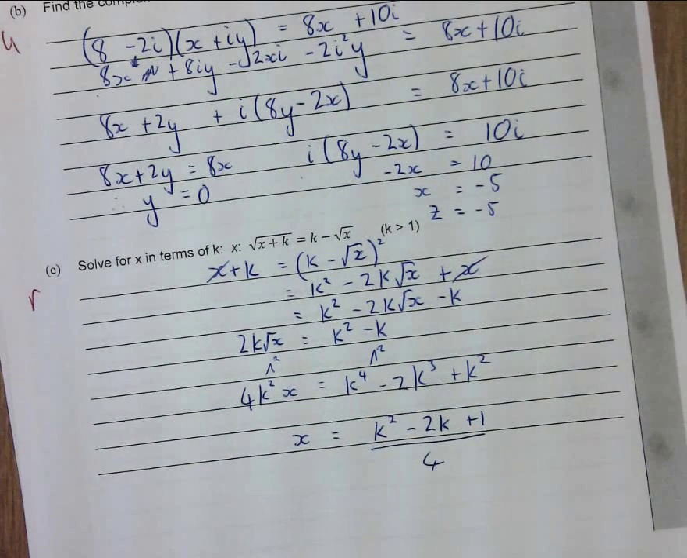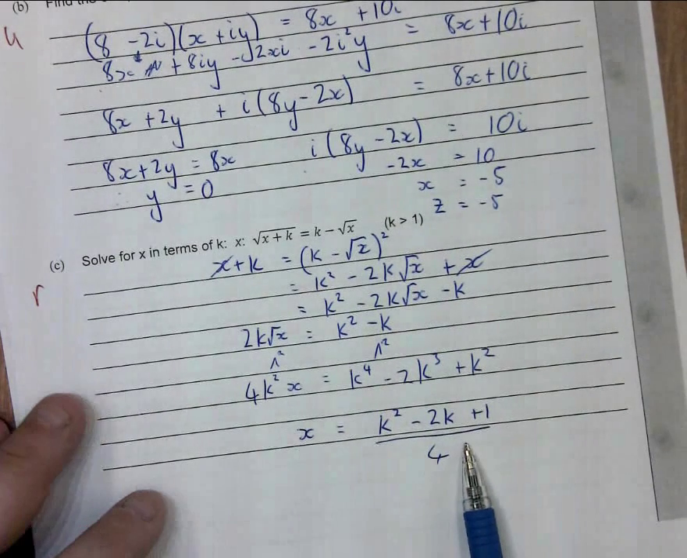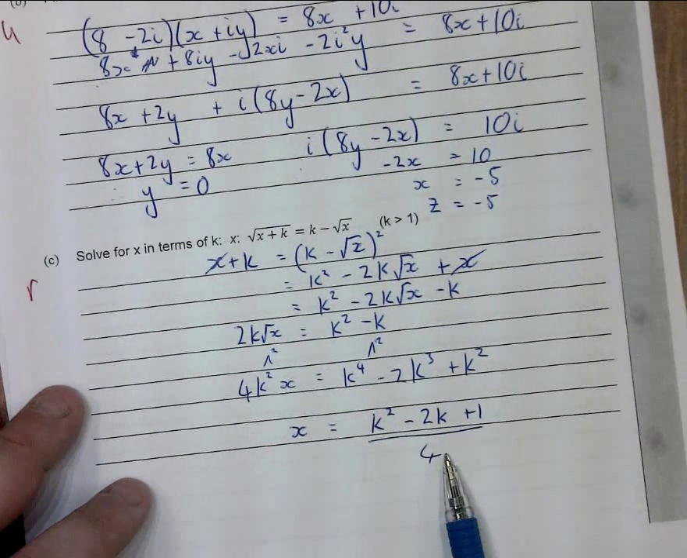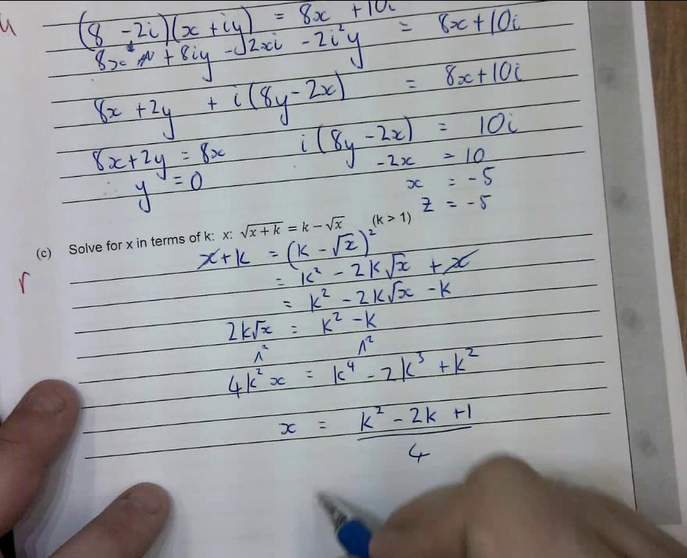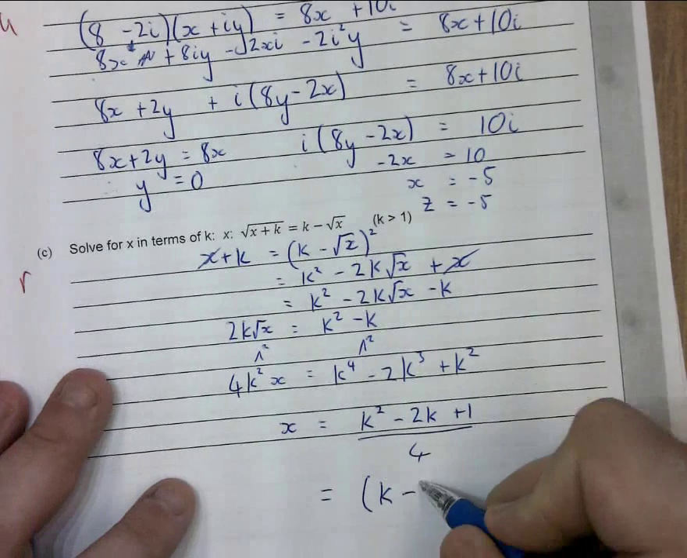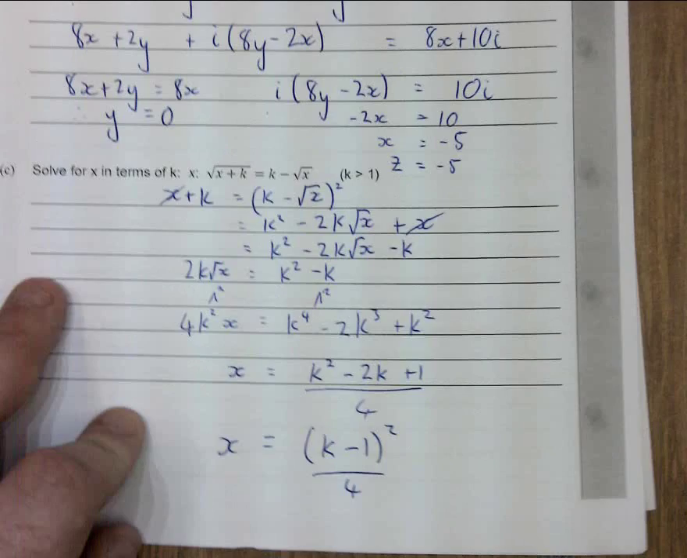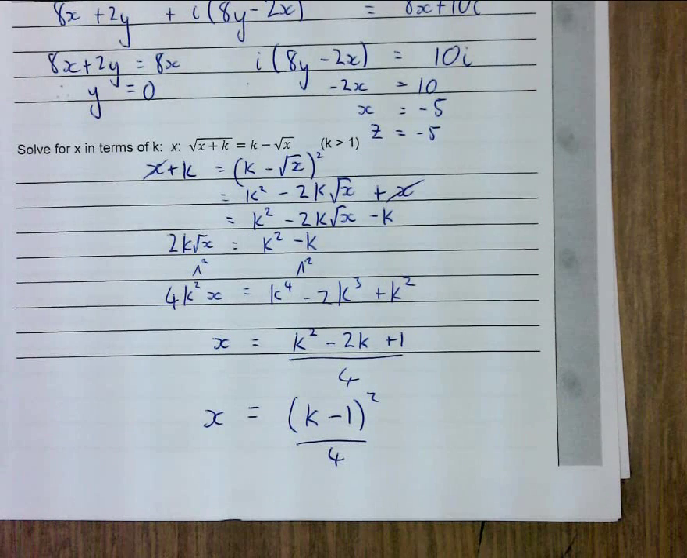And the answer schedule said you had to go one step further, but I gave you the mark if you got to here, because I don't think putting this into brackets was really necessary. Right, so there's x in terms of k.